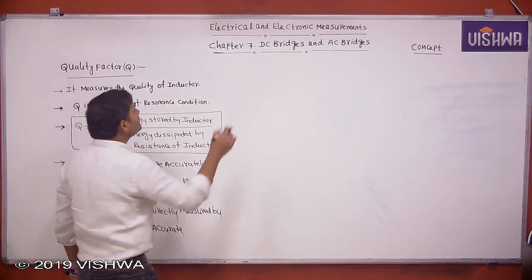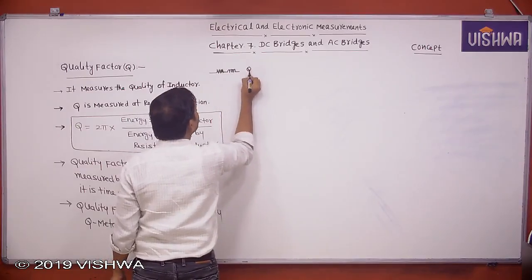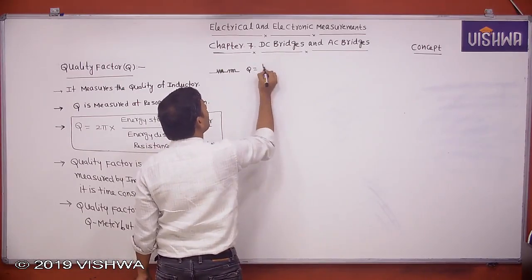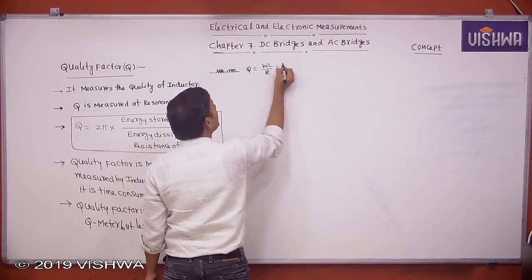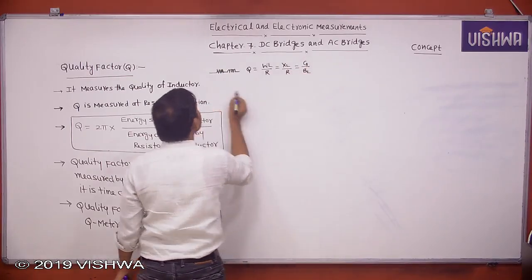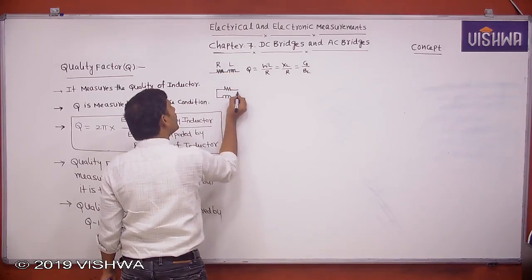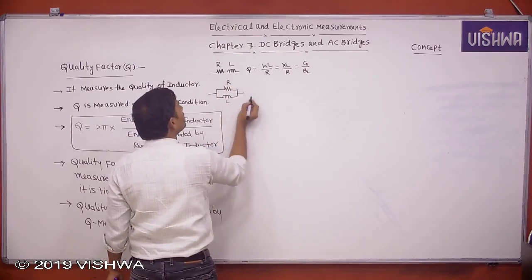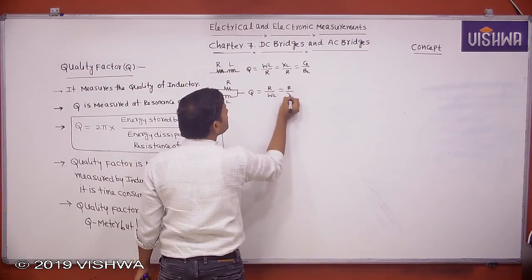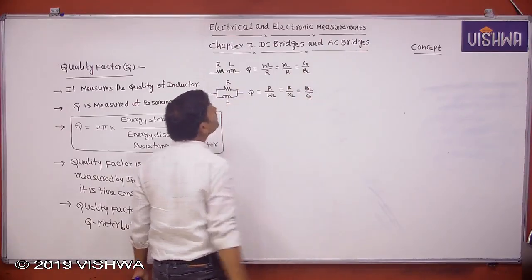Then if it is a series RL coil, how to write the quality factor? Q equal to XL by R, or the generalized formula according to resonance condition, Q equal to omega L by R. This is XL by R. You can also write it as BL by G. If it is a parallel RL coil representation, this is series RL, and if it is parallel RL, then you write quality factor equal to R by omega L. This is R by XL, that equals BL by G.